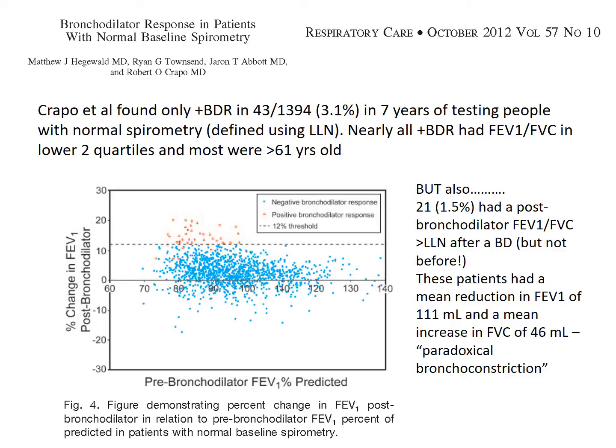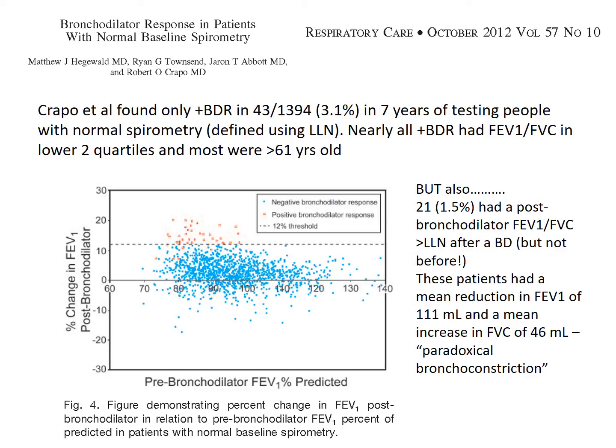He looked at 7 years of testing people, and I believe it was from 2 laboratories, and he found a positive bronchodilator result using a 12% increase in FEV1 in only 43 out of nearly 1,400 patients in the 7 years. He defined people with normal spirometry using the sensible lower limit of normal of the FEV1/FVC ratio.